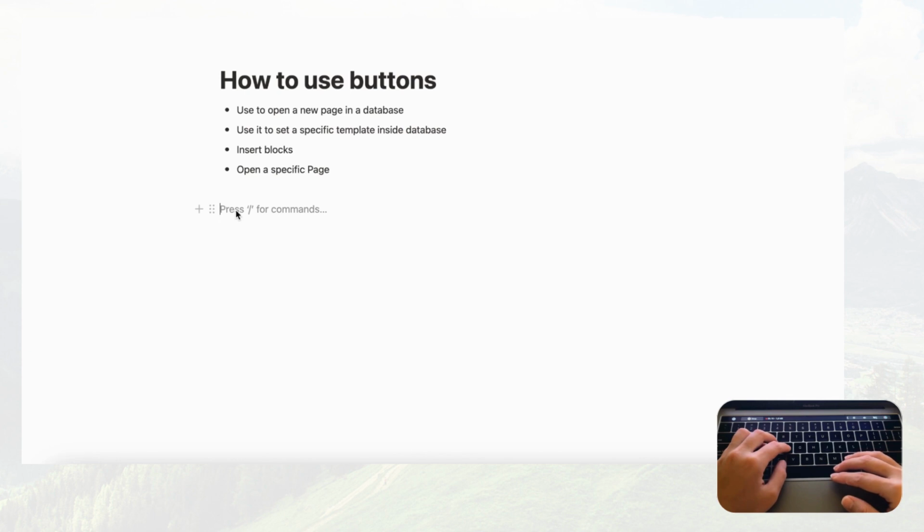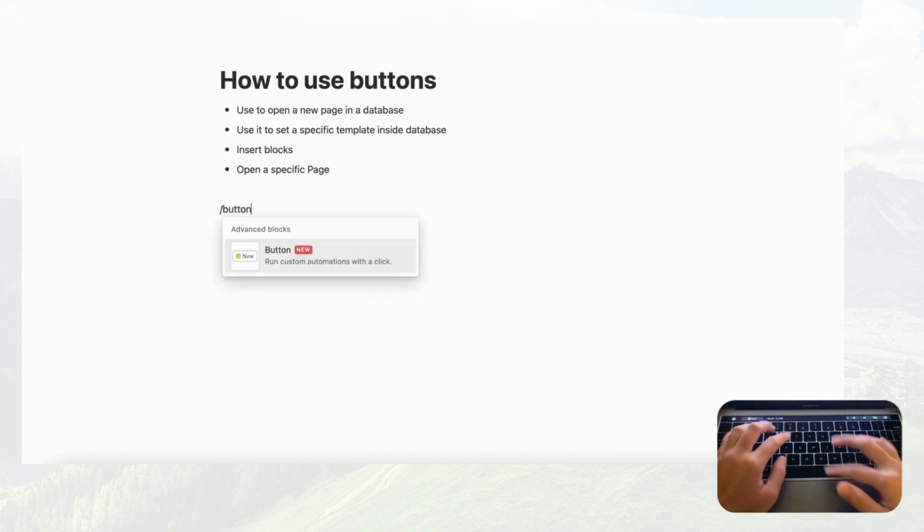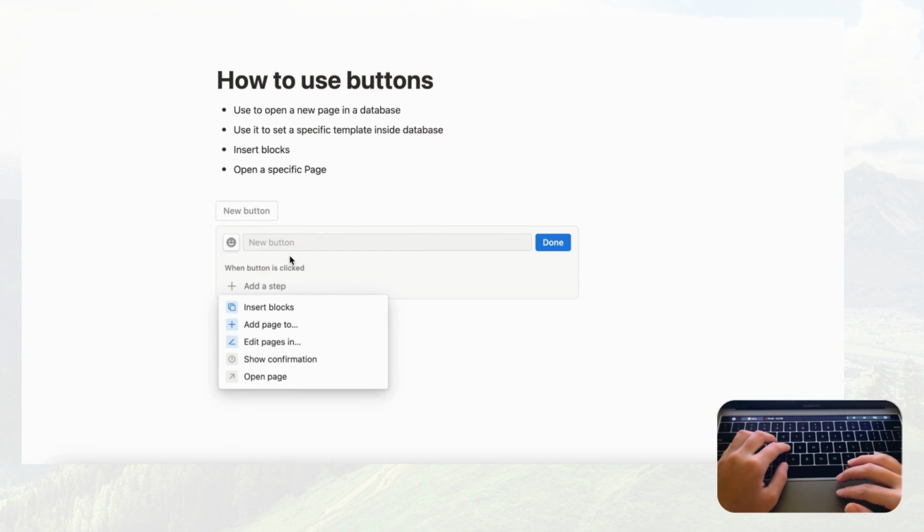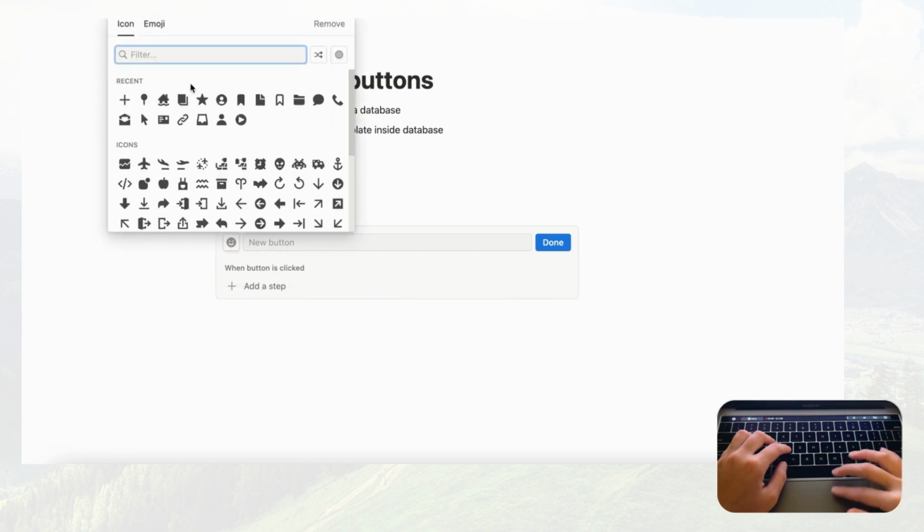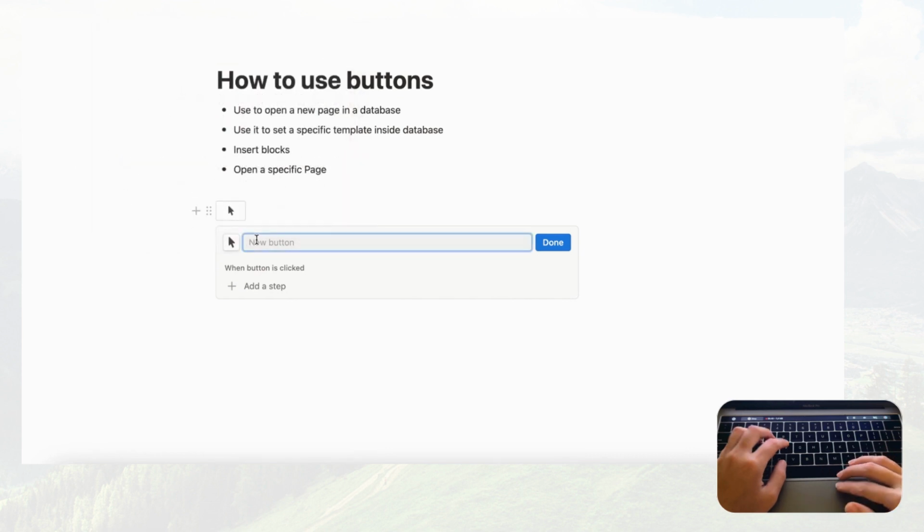So first, let's just go over how to make a button. To make a button in Notion, you can just type /button. And we have the button. When you first make a button, you'll notice that they have an icon slot and a place to put your title. And then it gives you various options on what you can do when the button is clicked. So let's go ahead and add an icon. Let's just put the cursor and just put new button.